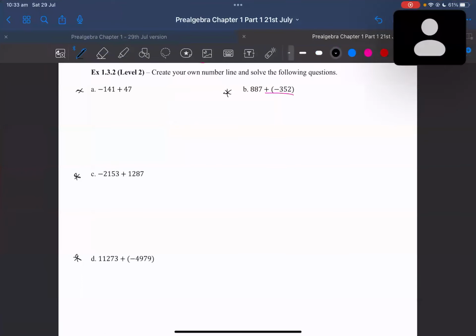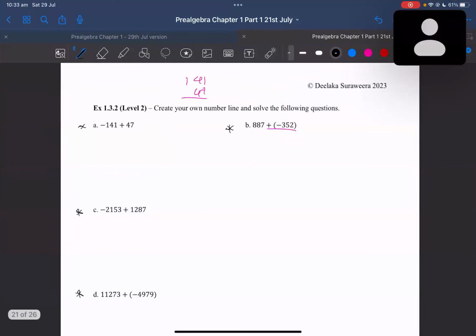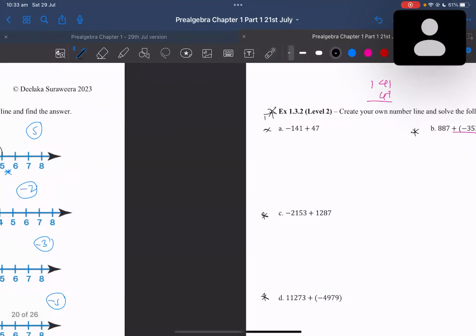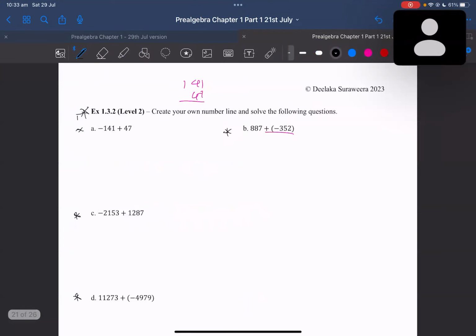Whenever I'm unclear, please let me know. All right. So we're doing just these additions now, and I want you guys to use your number line as a guide to which way to go. So I'll let you do part A, Ryan, and let me know what your answer is. We'll go through it after that.